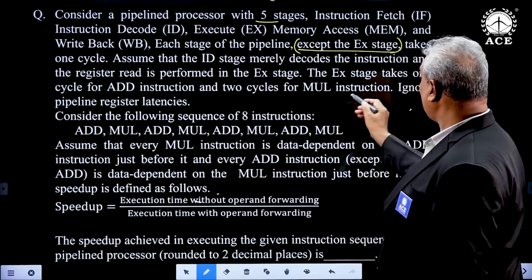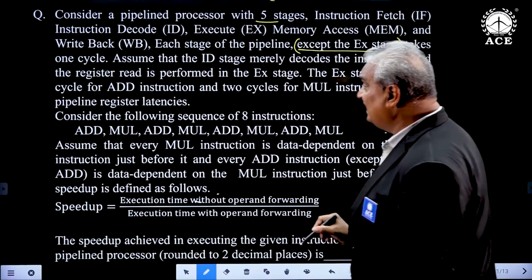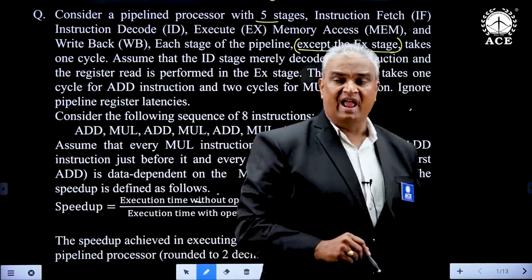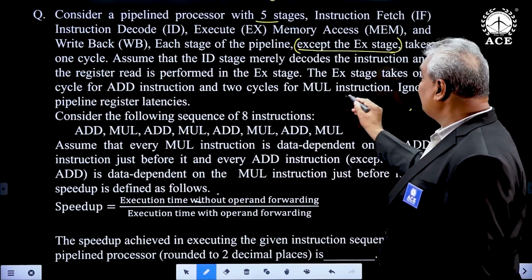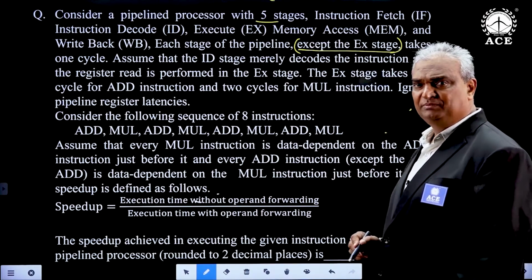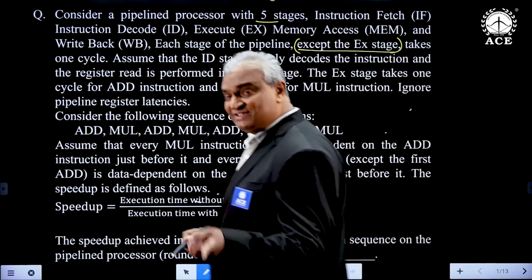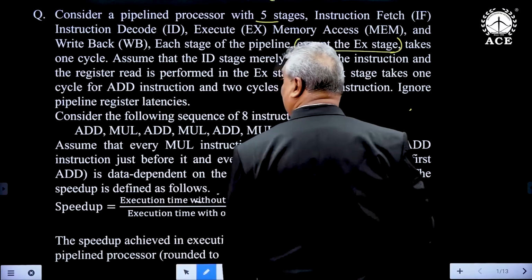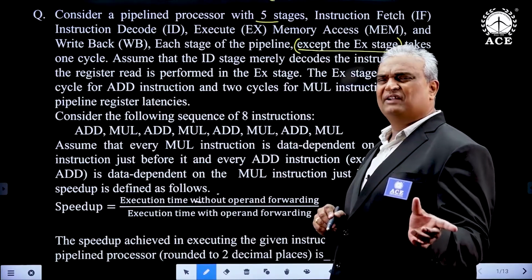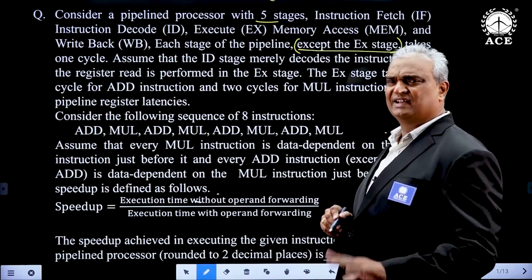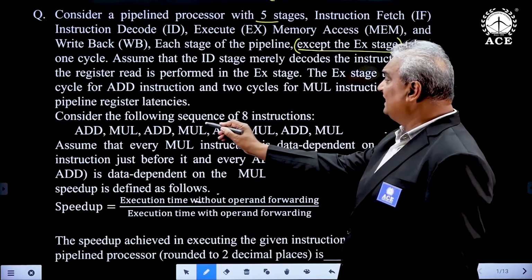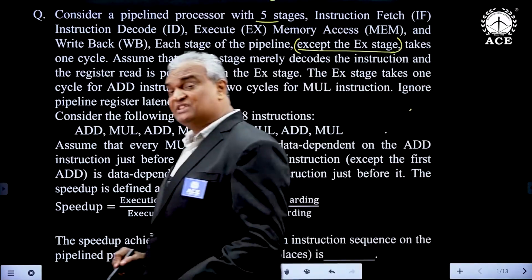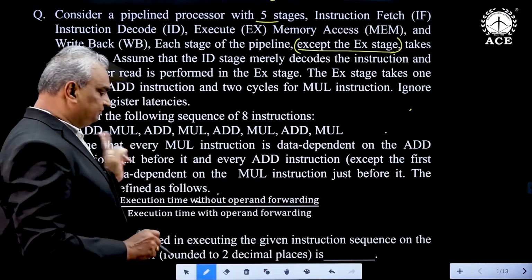Next, the EX stage takes 1 cycle for an add instruction. For the addition operation, one clock cycle is sufficient, and 2 cycles for a mul instruction. Mul means multiplication. The EX stage requires 1 clock cycle for add and 2 clock cycles for multiplication. Ignore the pipeline register latencies, that is, whatever the buffer register latency is, ignore that. Consider the following sequence of 8 instructions. He gave one program having 8 instructions like this.